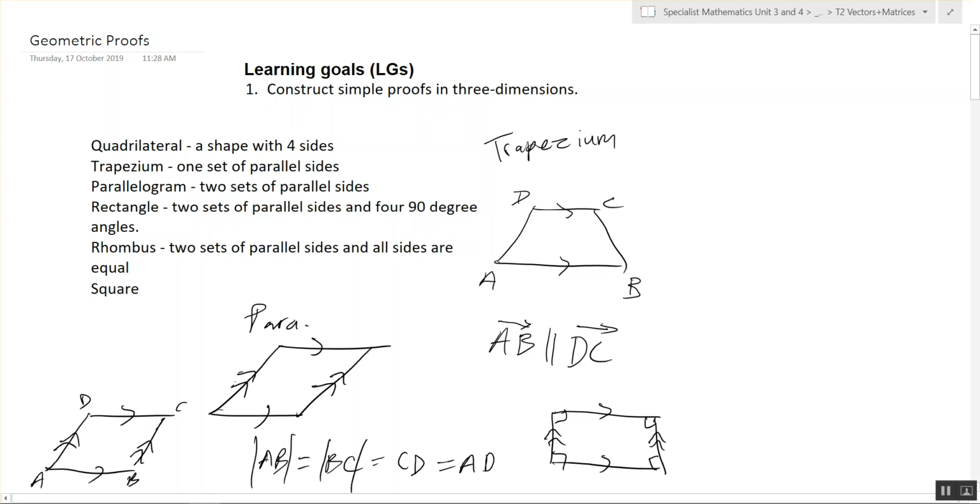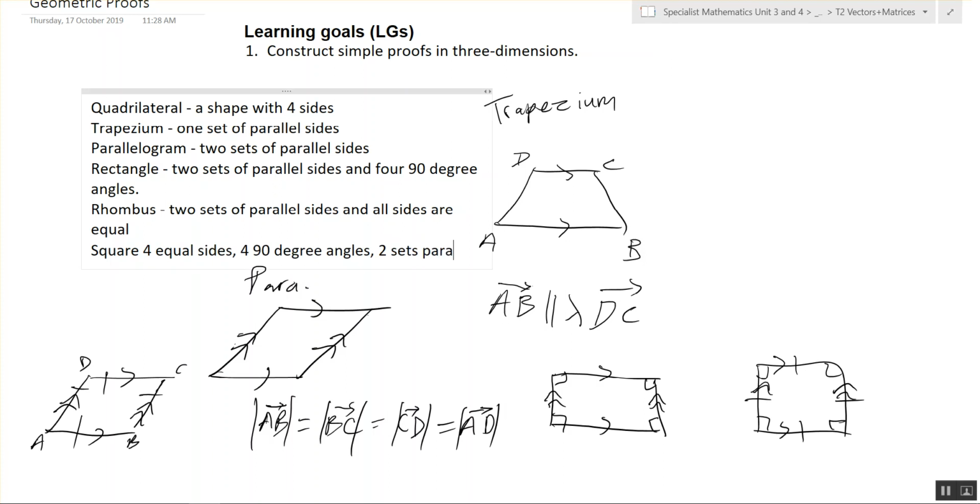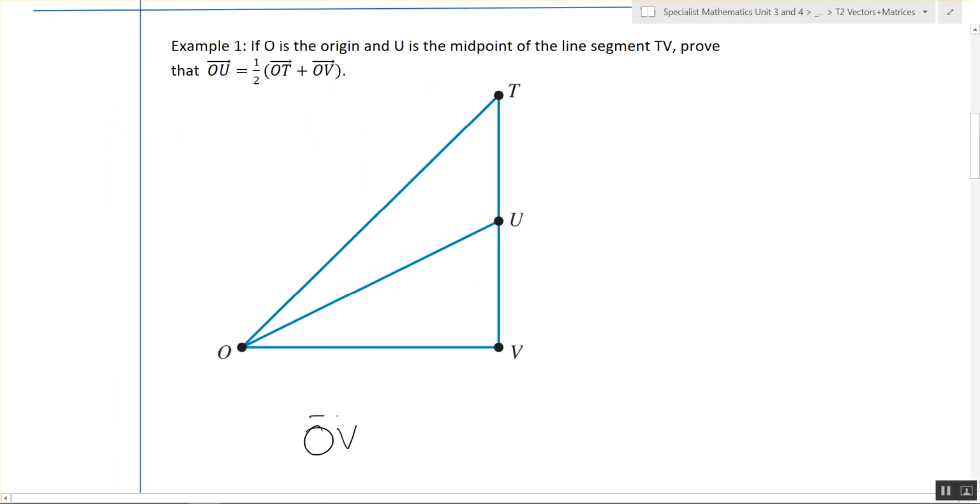This is absolute because if it's a vector, because vectors also have directions. So a square is like all of them combined. Okay, so that's all the different shapes you might work with.